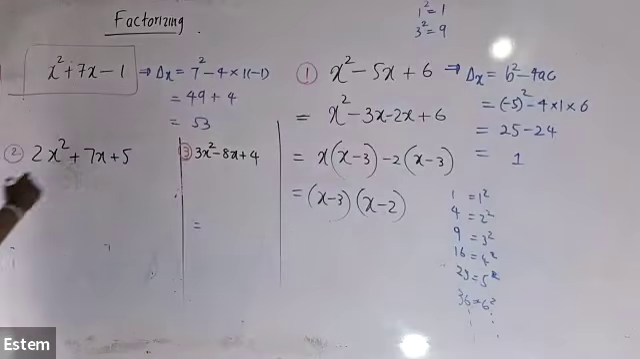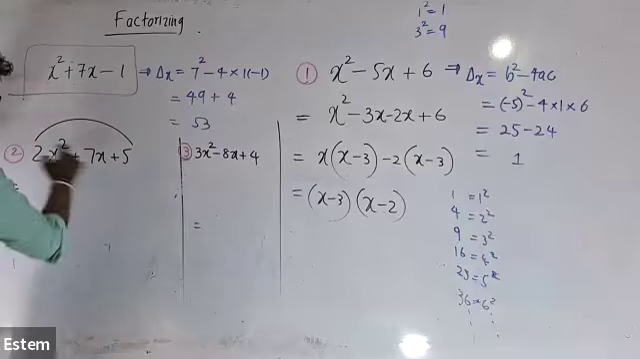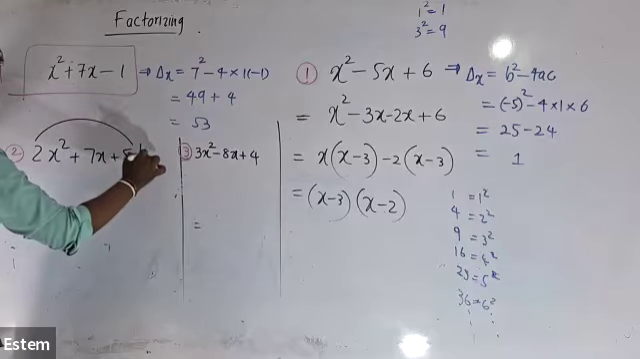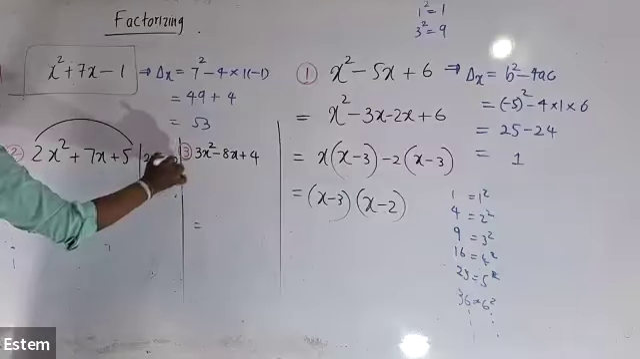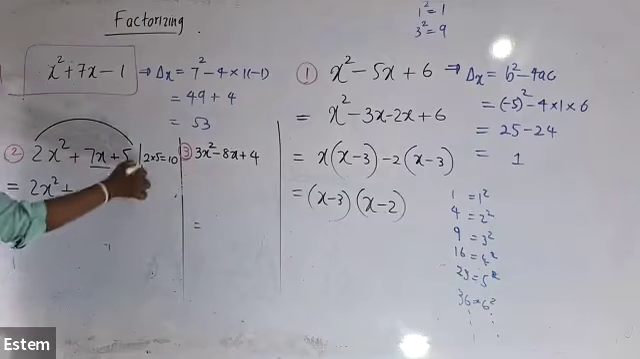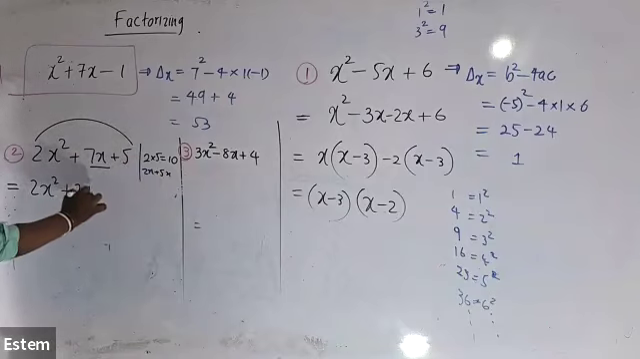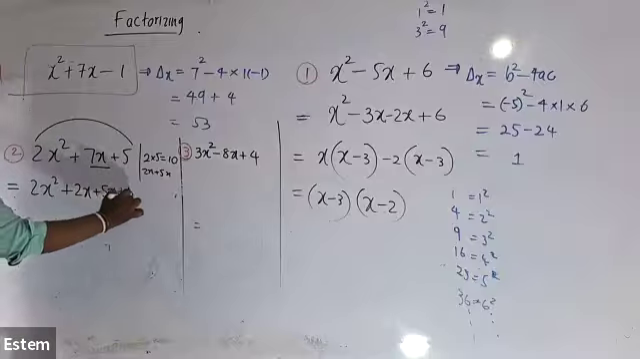Okay, how do we factorize this? First, you should multiply 2 and 5. 2 and 5, that is 10, no? Then it is very easy. 2x squared plus 7x can be written as 2x squared plus 2x plus 5x plus 5.